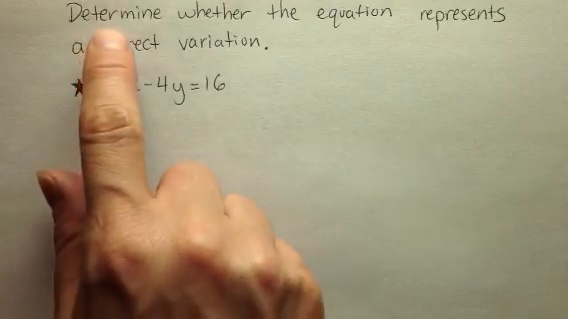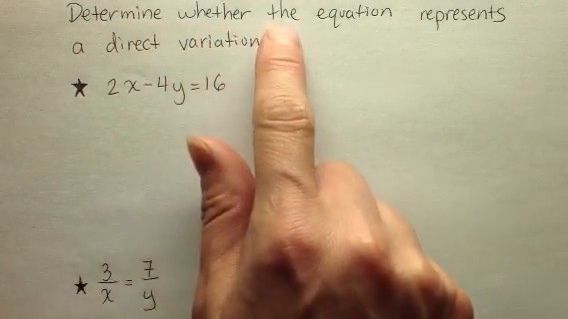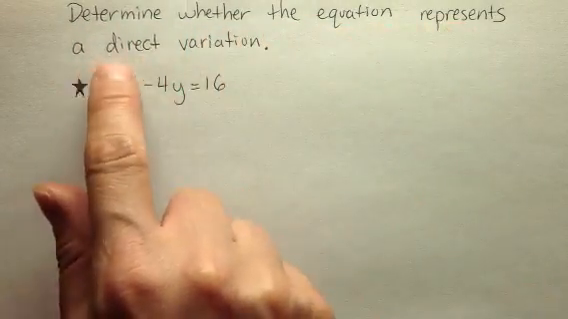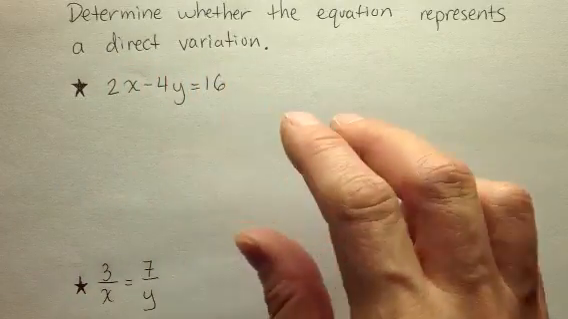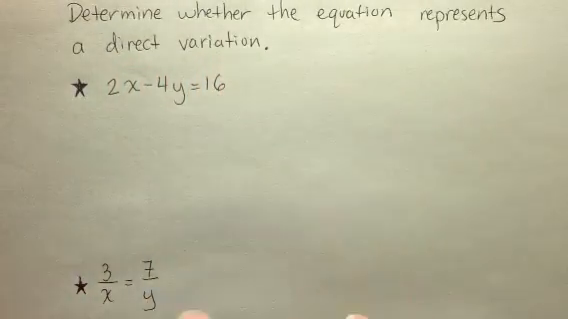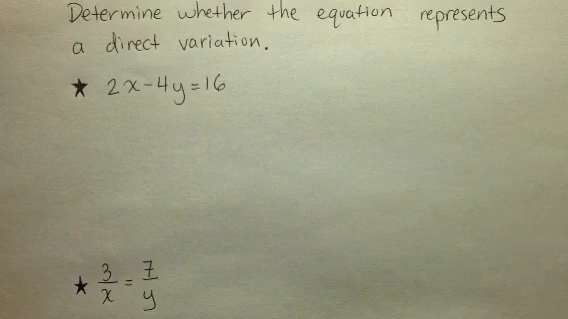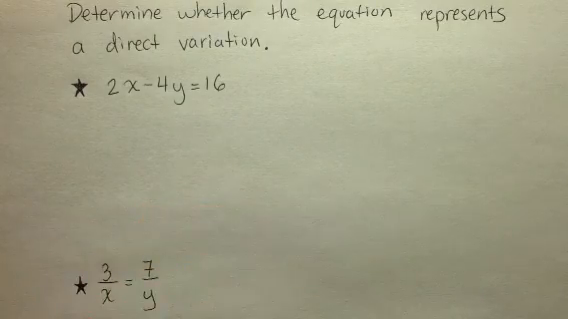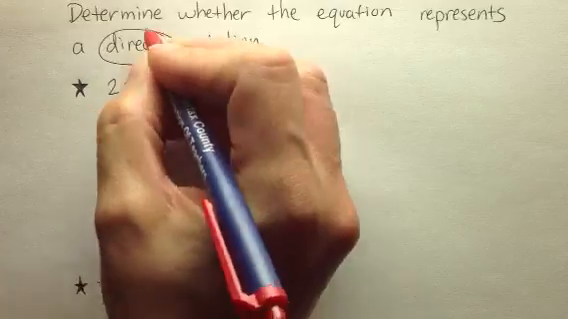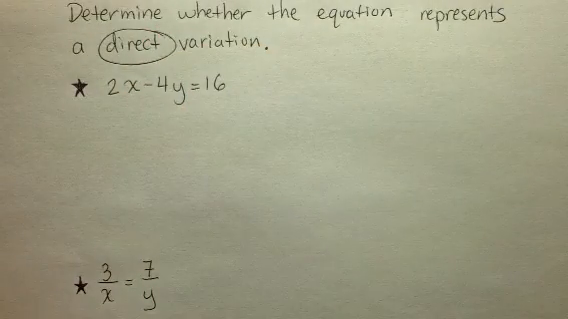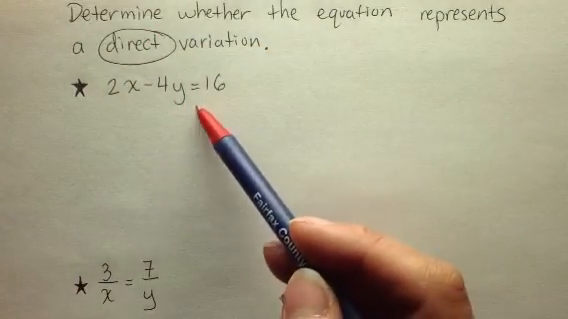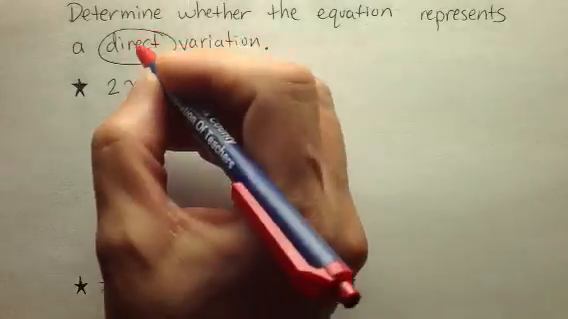Our directions ask us to determine whether the equation represents a direct variation. I've given you two examples here. I'm going to work through two with you. So first I need to figure out what they're asking me. If I circled one word in here, it would be direct. They want me to decide whether or not these given equations is a direct variation.